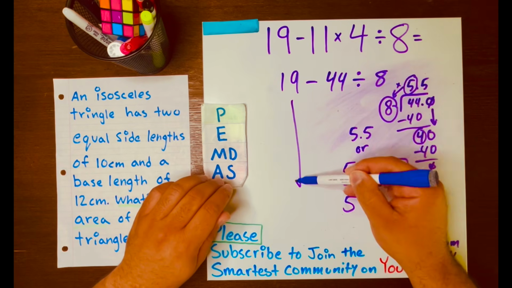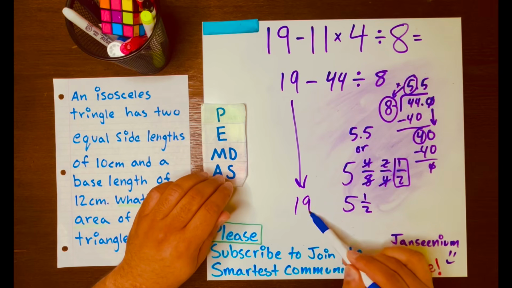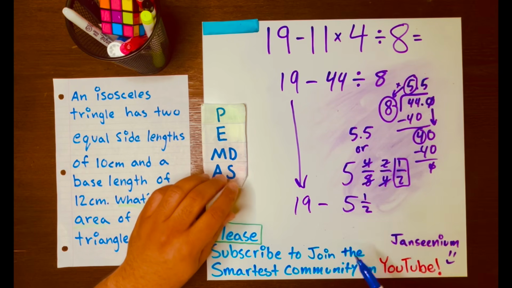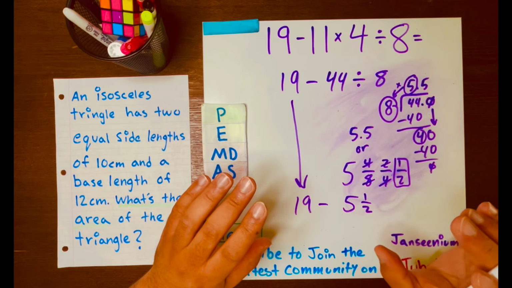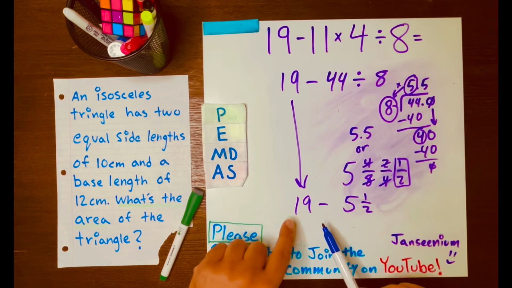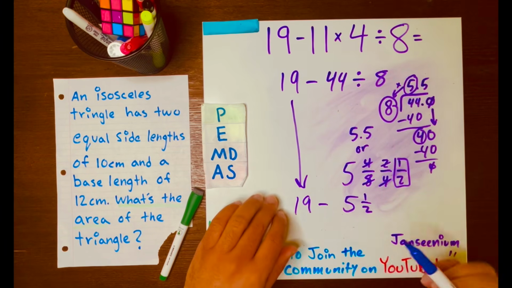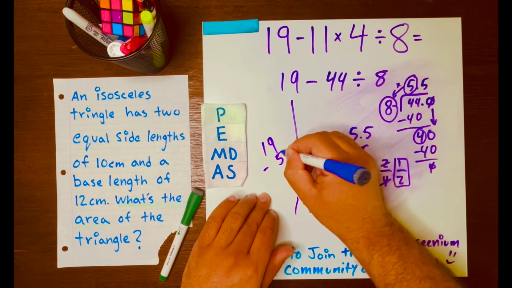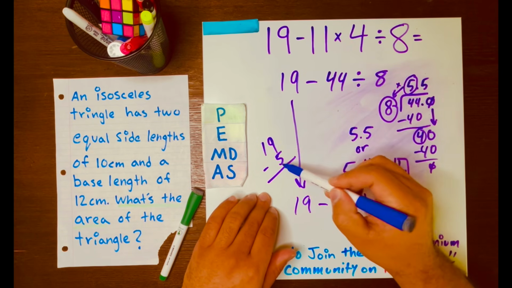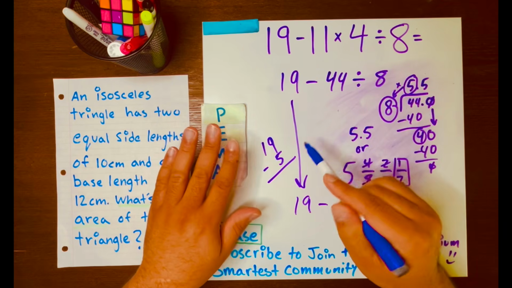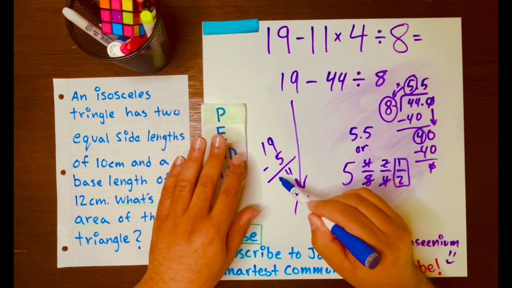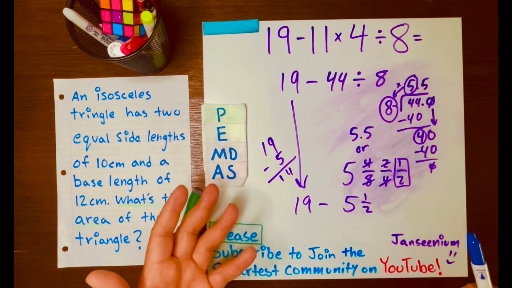Next, you bring down the 19. So 19 minus 5 and 1 over 2. And here, some people make mistakes. They'll subtract 19 minus 5. So that's 9 minus 5, that's 4. And bring down the 1, or 1 minus 0 is 1.